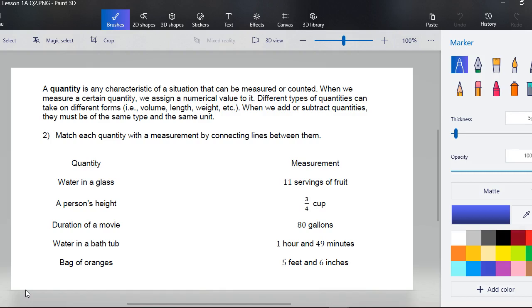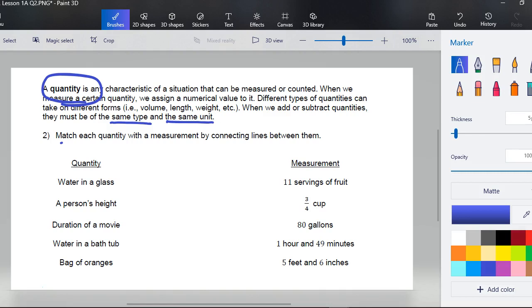When we add or subtract quantities, make sure you're underlining this, they must be of the same type and of the same unit. As we go through this information, make sure that you are underlining pieces that help you to remember and to strengthen your idea of these vocabulary words. So in question 2, pause the video, go ahead and make your choices, and then come back to the video.